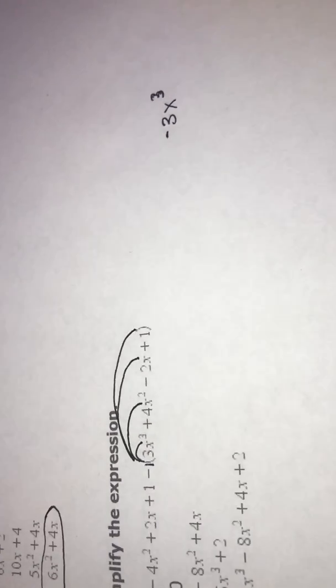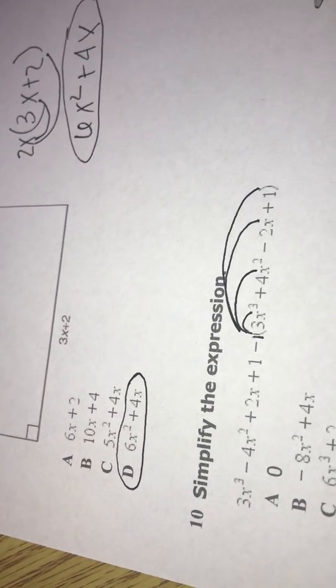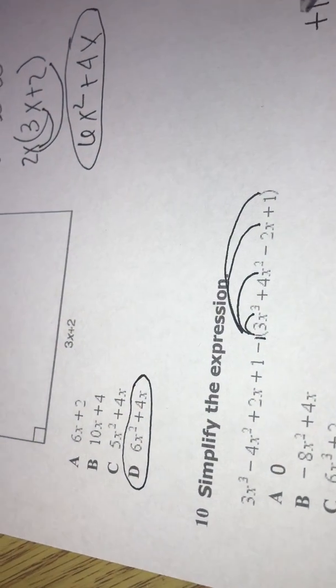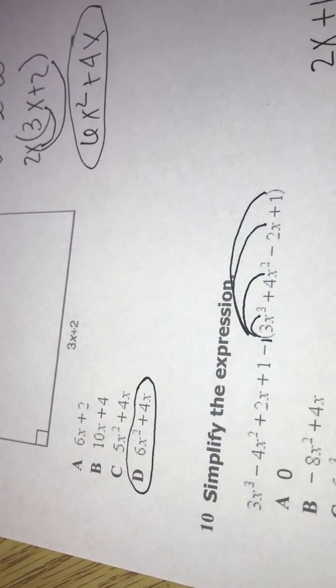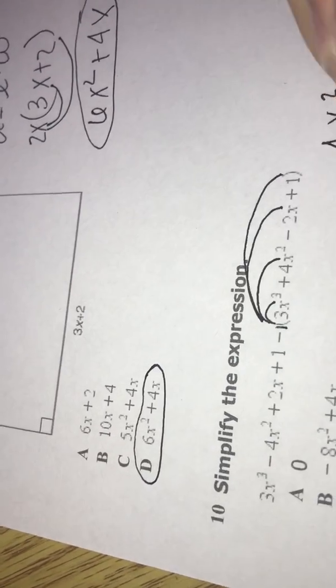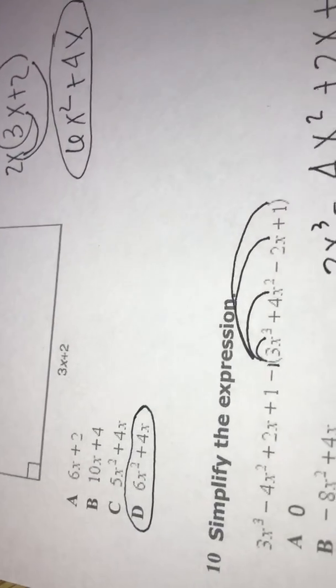And 4x squared times negative 1 is negative 4x squared. Negative 2x times negative 1 is 2x. And 1 times negative 1 is negative 1. And we'll bring down these. So, plus 1. Bring down this other side of the equation, 3x cubed.